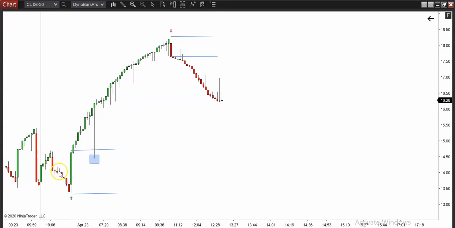Now, what if you missed this gigantic, huge, like $10,000 move on oil today? You're like, holy shit, the thing's just taken off like a rocket ship.